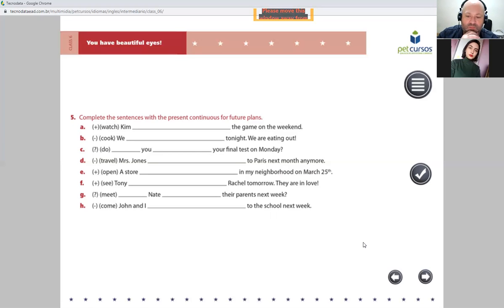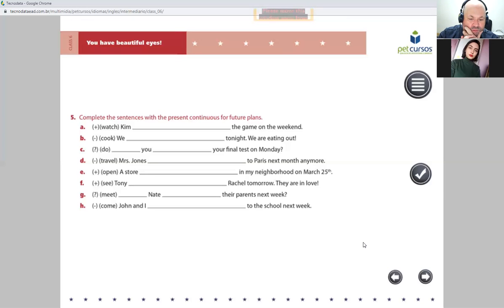A store isn't open in my neighborhood on March 25th. Yeah, 25th. Can you repeat the beginning? A store is open in my neighborhood in March 25th. Not open. ING. Opening. Yeah. My store is opening. Okay. Tony is seeing Rachel tomorrow. They are in love. Yes.